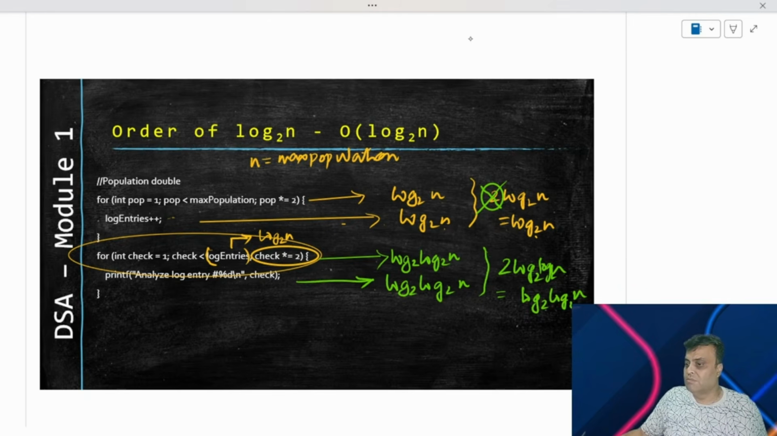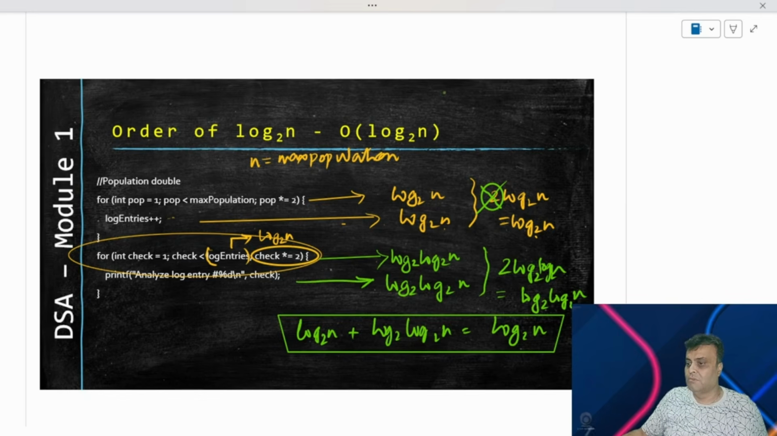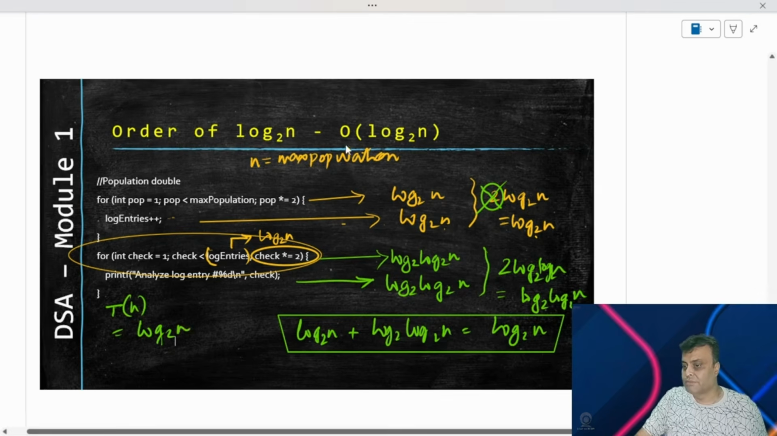So now we have something which is log base 2 of n and something which is log base 2 of log base 2 of n. If you add them up, log base 2 of n plus log base 2 of log base 2 of n will add up to log base 2 of n, because that will be the higher power that we will be taking. So this is your time complexity for this particular problem. We have established that the time complexity is log base 2 of n, and this is how we calculate it.